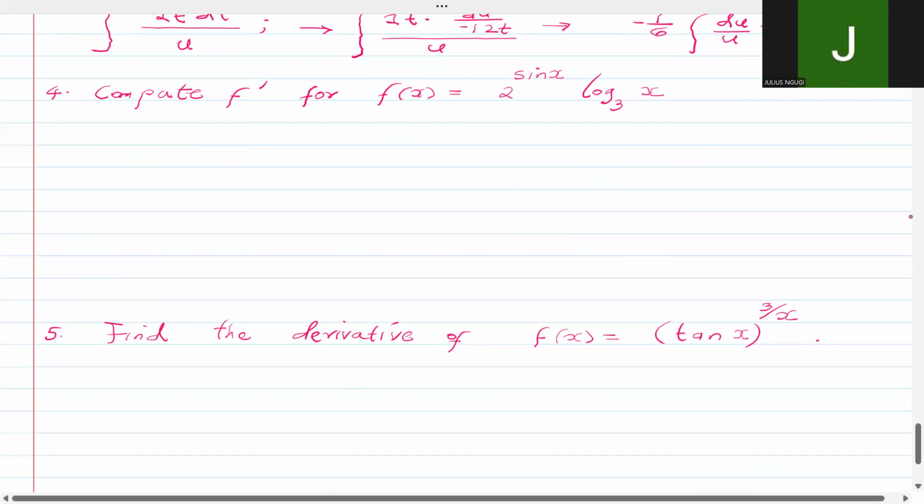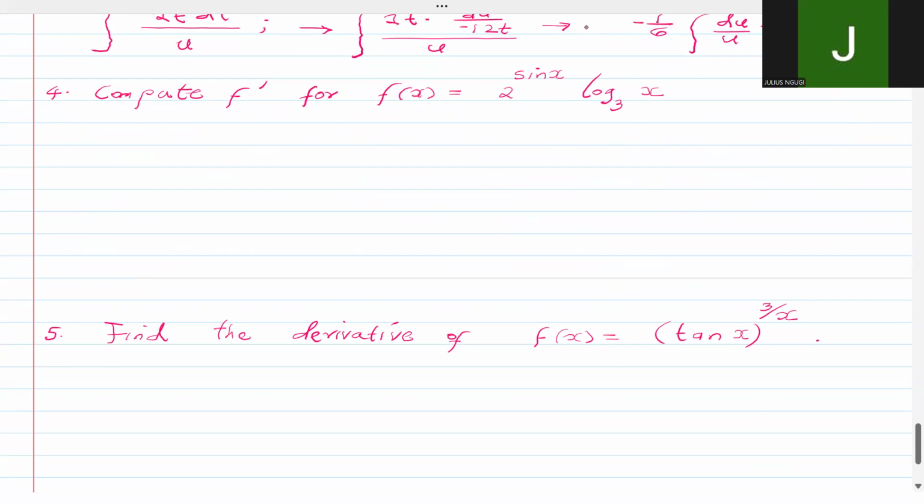Compute the derivative for f of x equals 2 sine x, multiplied by the logarithm of x base 3. So we have two parts of the function. I can call this one u and this one v. Just as I said in the first question, we use the derivative of two functions multiplied together is equal to u prime v plus v prime u.